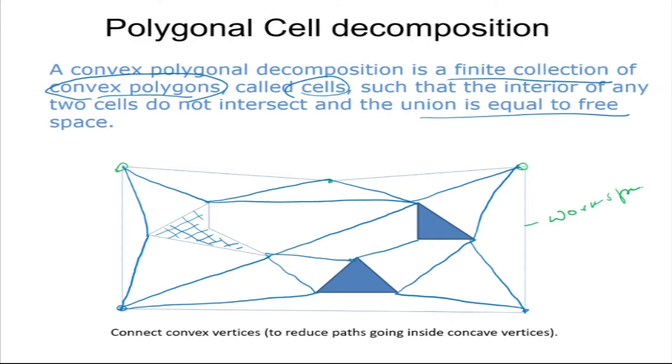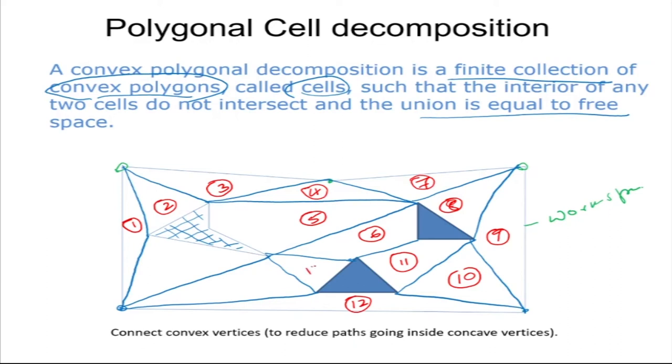Let's number the cells. This is one, this is two, this is three, this is 4, this is 5, then this is 6, that one is 7, 8, that is 8, this is 9, let's say this is 10, 11, 12, 13, 14, and 15. I have numbered and connected all the cells. Now, what is the objective? The objective is to take the robot from some initial point to some goal point. So what I can do is make a connection diagram now.